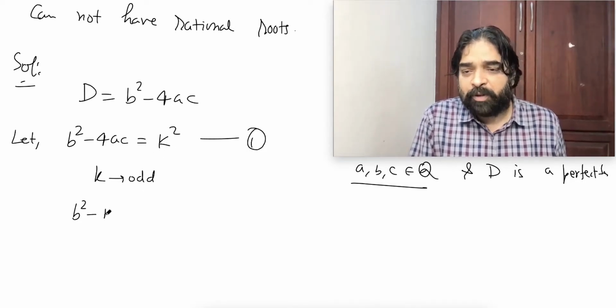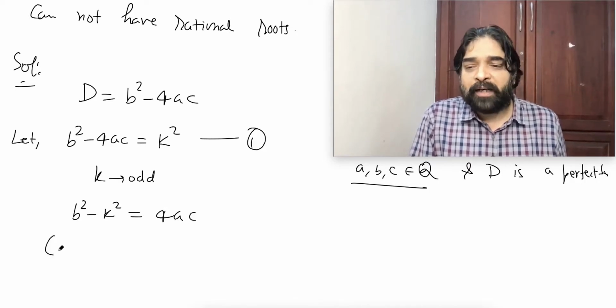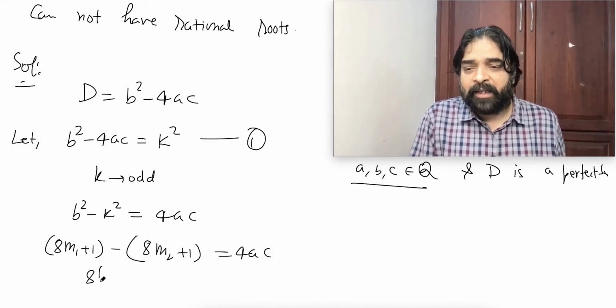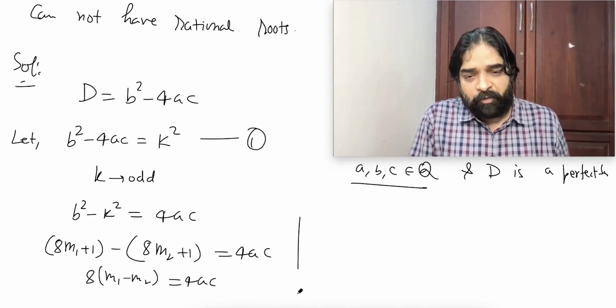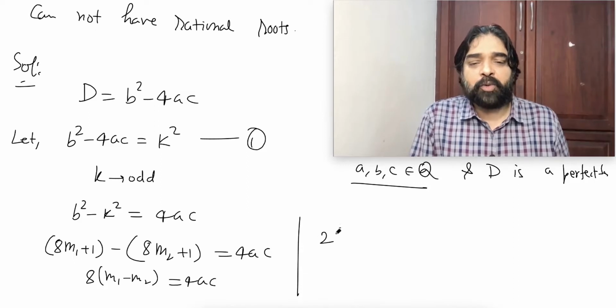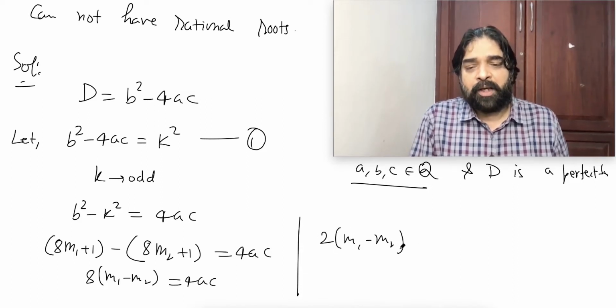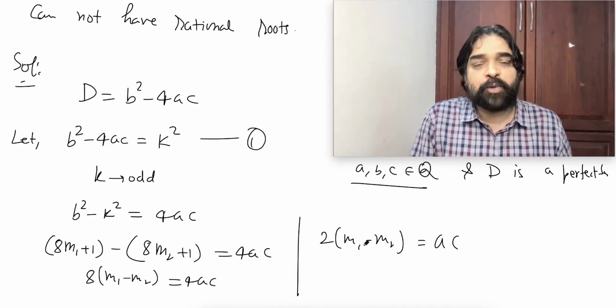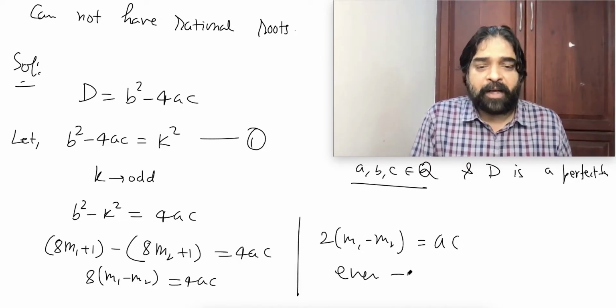I can change this one to B square minus K square equal to 4AC. B square I can write as 8m1 plus 1, minus K square, which I can write as 8m2 plus 1, is equal to 4AC. Now if you expand it, 1 will be bye-bye. 8 into m1 minus m2 equal to 4AC. 4 bye-bye, and you will get 2 into m1 minus m2 is equal to AC. Already they mentioned A and C are odd, and this is 2 into some integer, which is even, equal to odd.